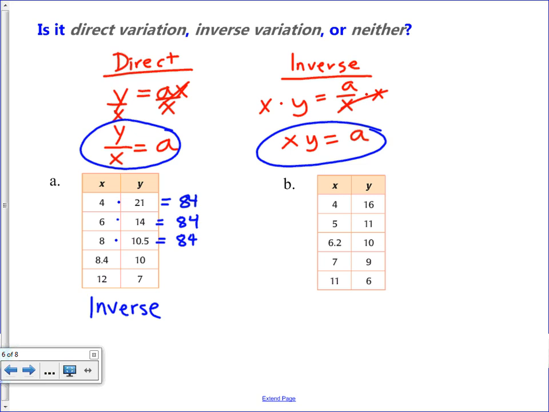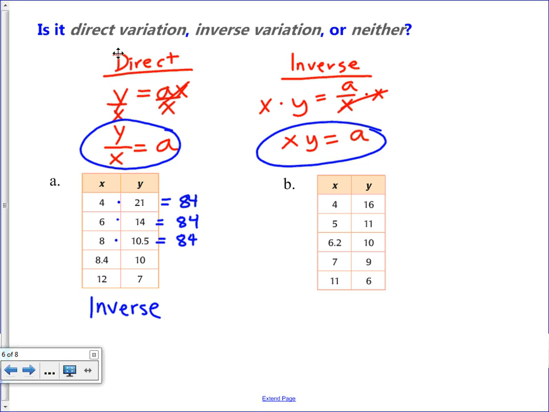Let's do the same test on example B here and see which one it is. So if we do 16 divided by 4, does that get us a constant that is the same for the whole table? 16 divided by 4 is 4. 11 divided by 5. Well, we know 11 divided by 5 is not going to give us 4. So we already know this is not a direct variation table.